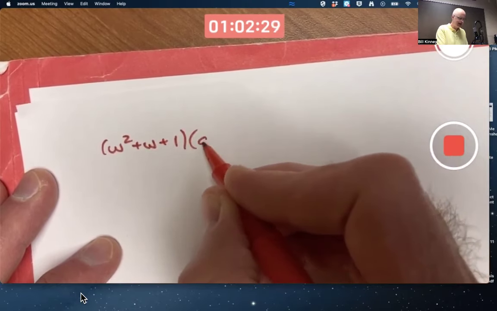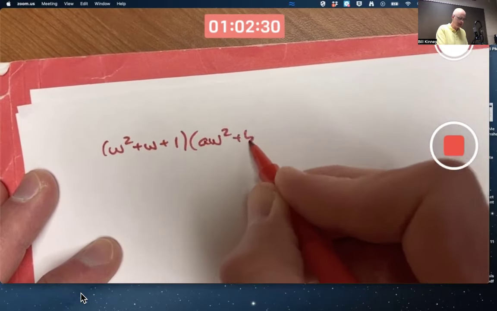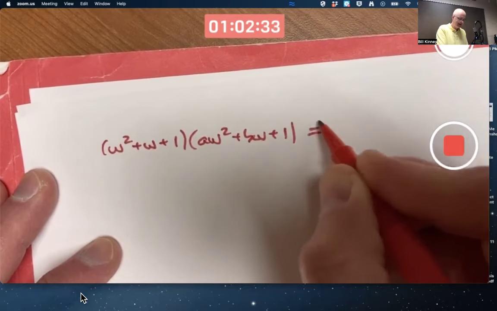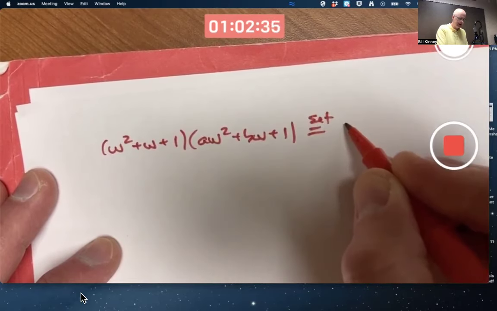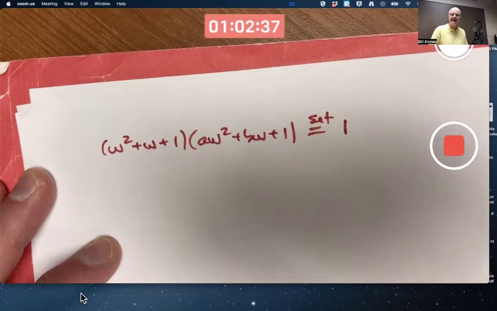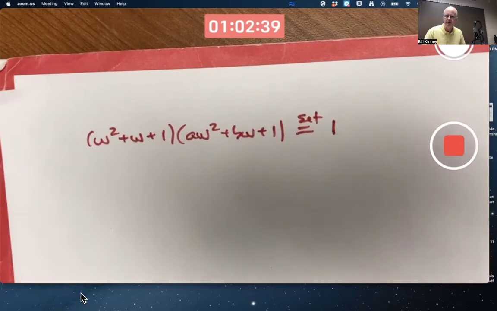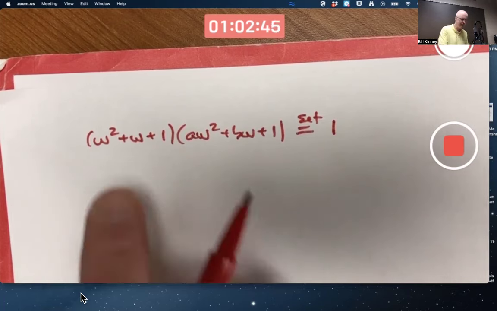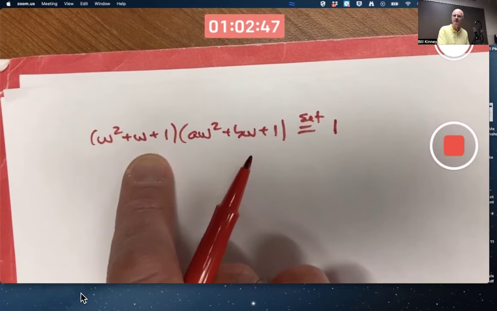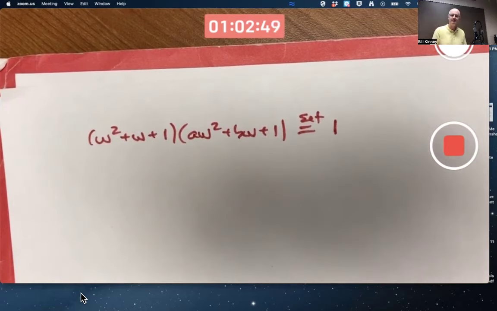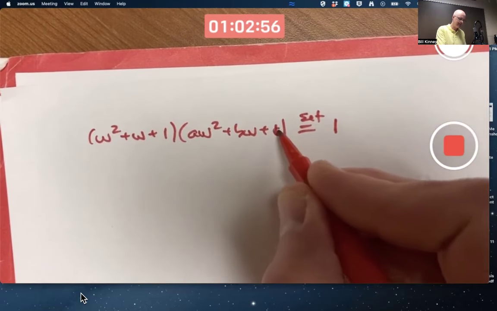Call it a times omega squared plus b times omega plus c, to get the unity of the field, which is the identity of the group of non-zero elements. Can I solve for a, b, and c? If I can, that's going to help me find the multiplicative inverse of omega squared plus omega plus 1. Yeah, plus c. Thank you.